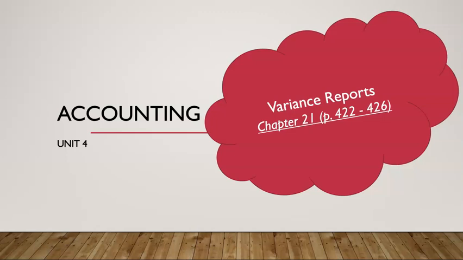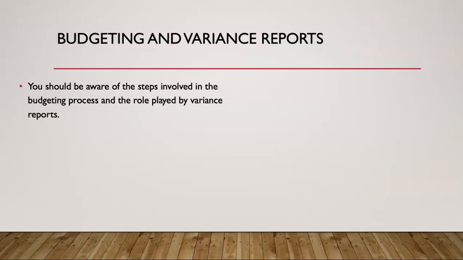Hi class, this video is going to run through chapter 21 content, which is all about variance reports and how we use variance reports as an important tool to evaluate financial performance. Variance reports are intrinsically linked to budgeting. So before we move into variance reports, we really need to understand the budgeting process and the role that variance reports play in it. Also remember, variance reports will be really crucial in future chapters when we evaluate financial performance.